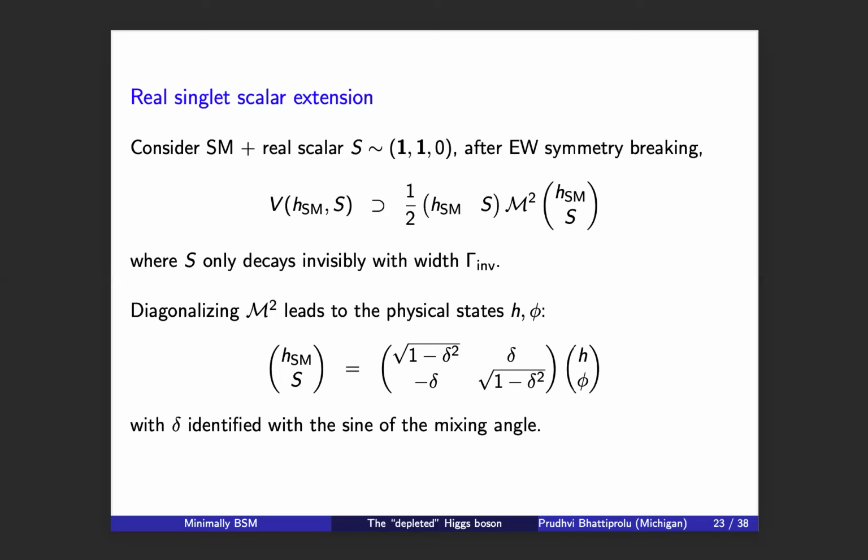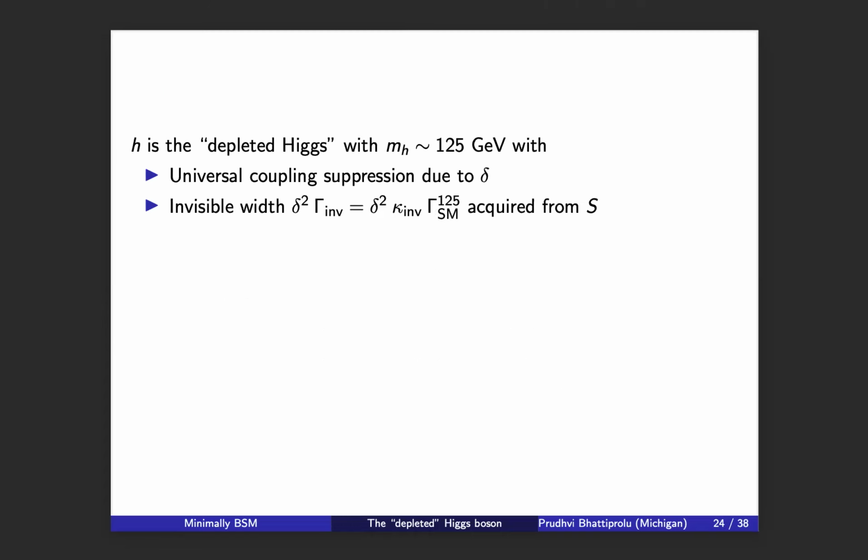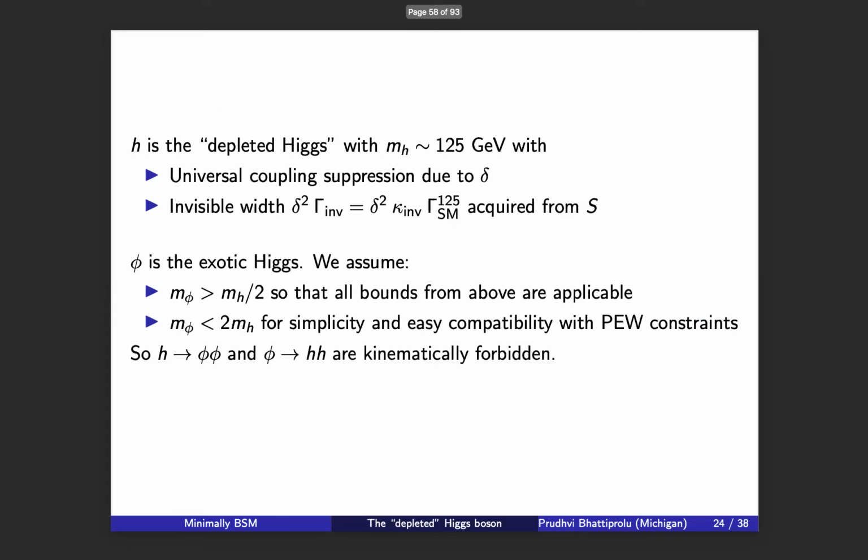And here delta is identified with the sine of the mixing angle that diagonalizes the mass matrix. And so here H is the depleted Higgs, which I was talking about, that gets this universal suppression, and also an invisible width in this fashion, where gamma invisible is the decay width of S to invisible states. And there is a new state, which is the exotic Higgs. And for simplicity, I'll just assume that H to phi phi and phi to HH are kinematically forbidden. You could also take that into account, but just for demonstration, I'll assume that's the case.